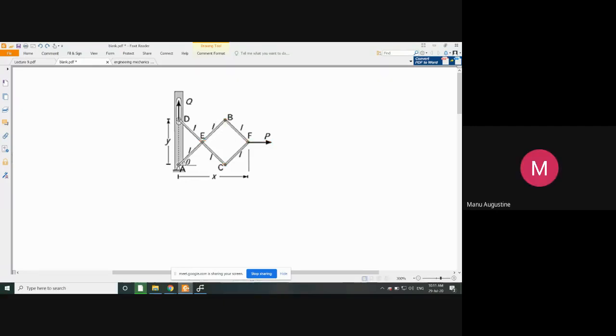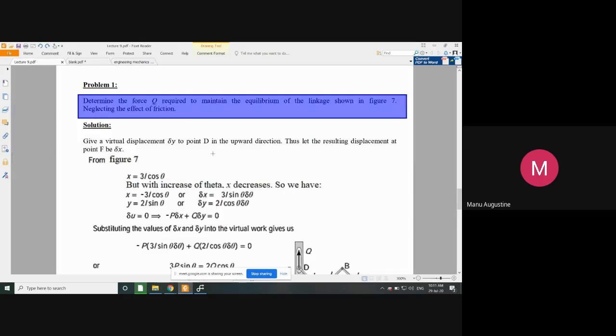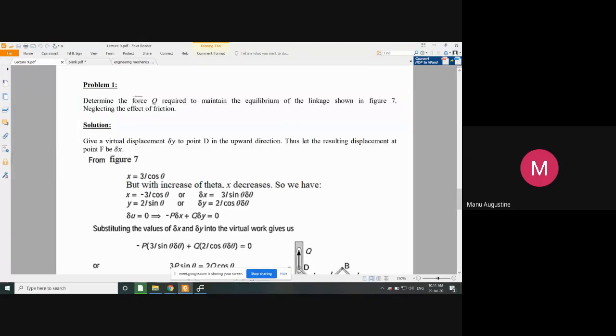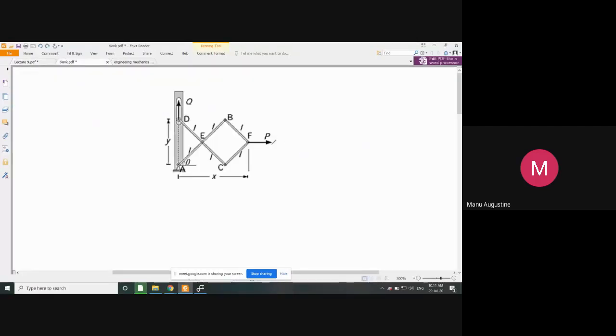Now let us see what the question is. Now the question says, find force Q. You have to find the amount of Q required to maintain the equilibrium of linkage. So what is the question here? P force is already applied, and the question does not say how much is P. P कितना न्यूटन है ये नहीं दे रखा. It is not given.